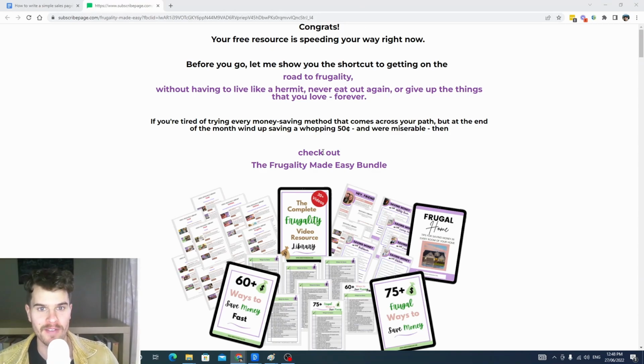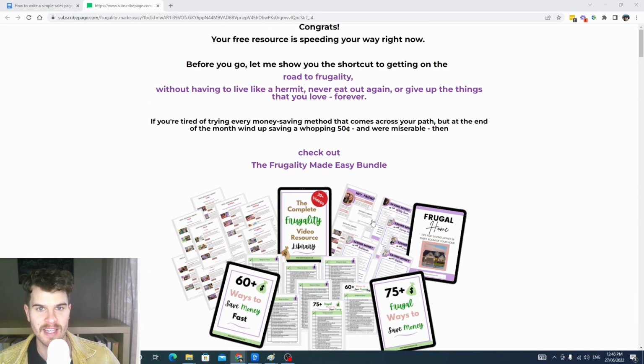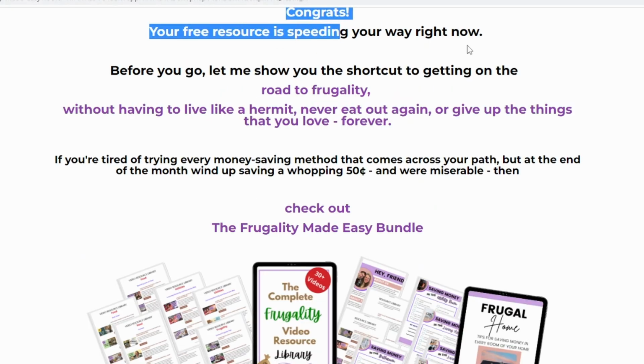I know it's really brave for you doing that. So again, I'm going to be reading through some of your copy and then we'll give you some suggestions along the way. So let's read this out. "Congrats, your free resource is speeding your way right now. Before you go, let me show you the shortcut to getting on the road to frugality, without having to live like a hermit, never eat out again, or give up the things that you love forever."